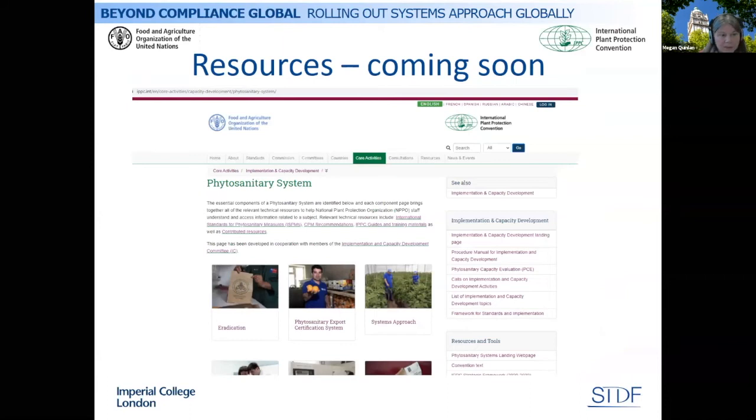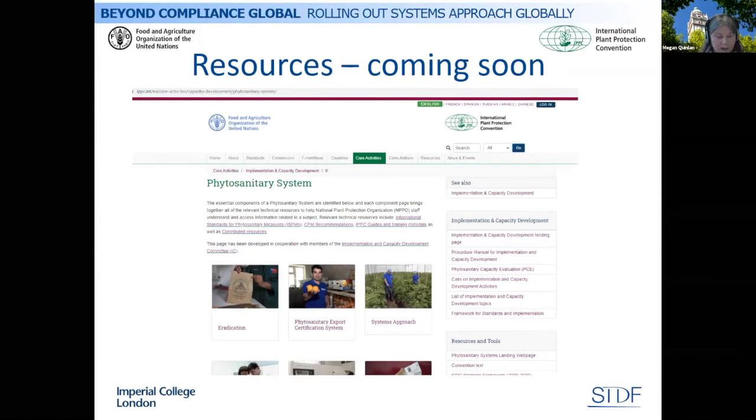So the final thing I want to mention on resources is that, again, on the IPPC website, under implementation and capacity development, is a page called phytosanitary system. And there is a place that says systems approach. I never had noticed this before over the years, but they're just starting to fill these in. So there's not a lot there yet, but in the next 2 months, we're slowly adding things. We're adding an infographic video that we've commissioned just to explain basically systems approach.